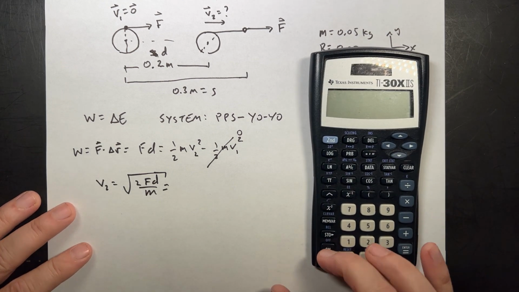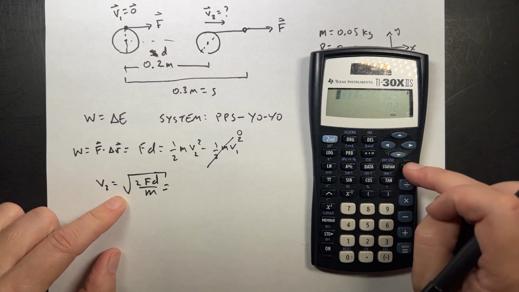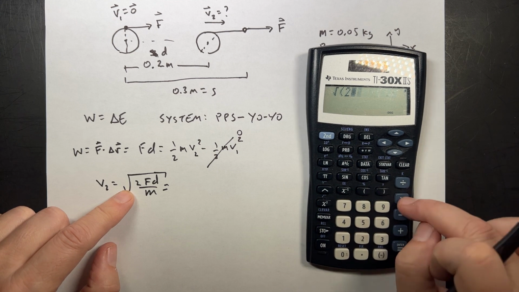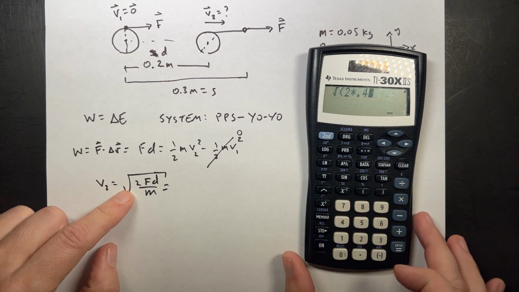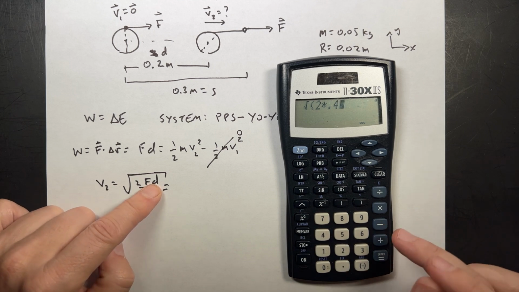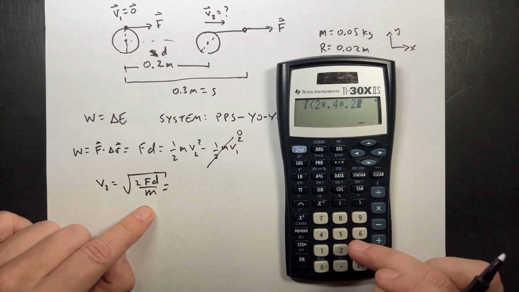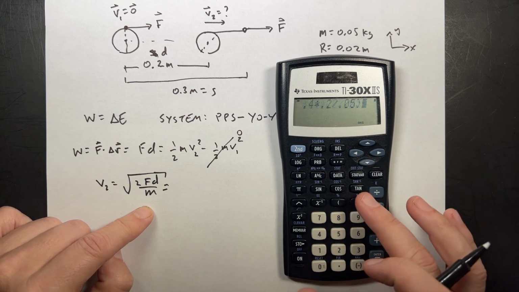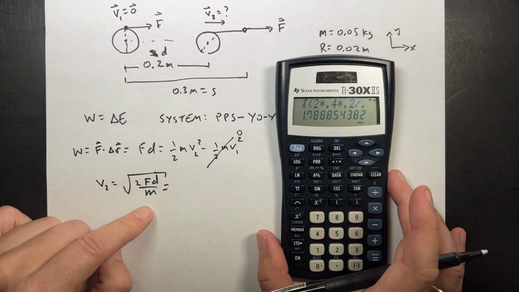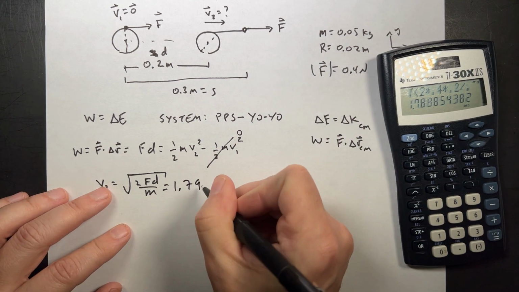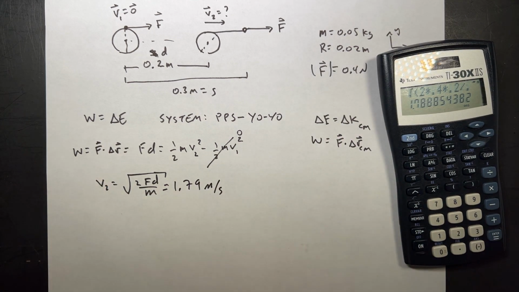Everyone likes a calculator. So let's just put this in. Clear, square root of 2 times 0.4, that's the force, times the distance, 0.2, divided by the mass, 0.05, close parenthesis, equals 1.79 meters per second. Got it.